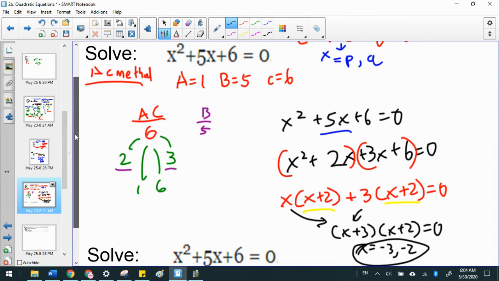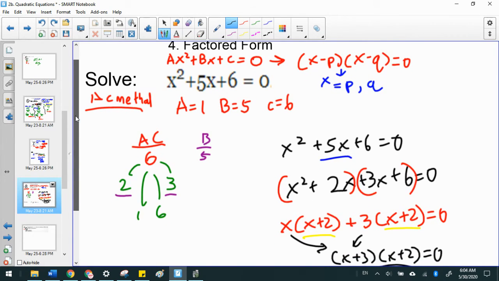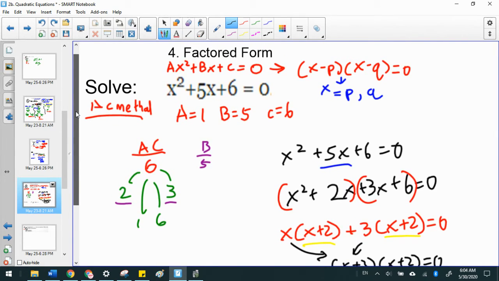Now, some of you might be saying, hey Tom, that was quick, but that wasn't really quick. It still took us a while. And that's because while the factored form is a very effective way to solve quadratics, I would say the AC method is not something you want to use on a regular basis.